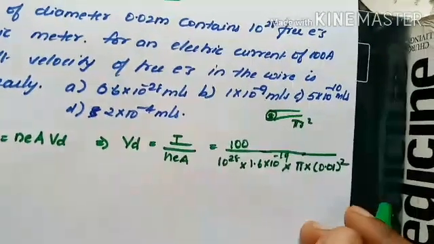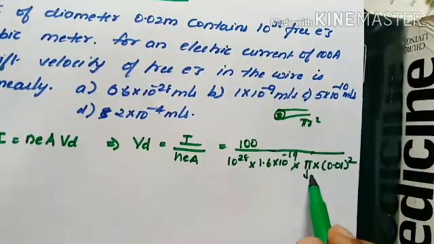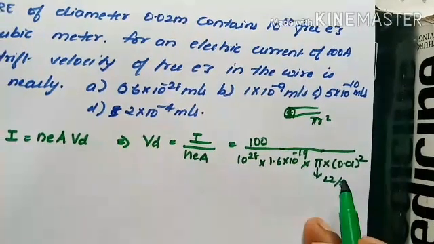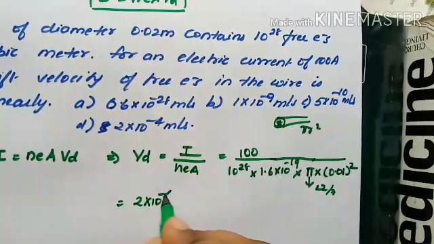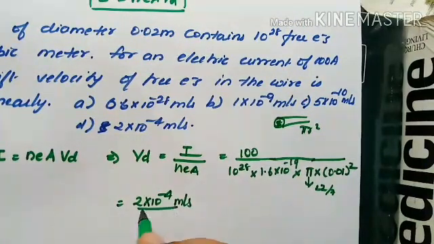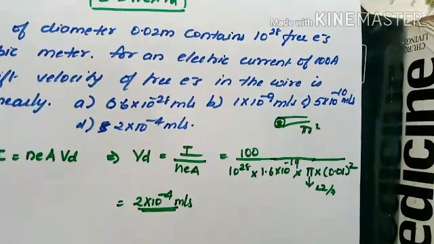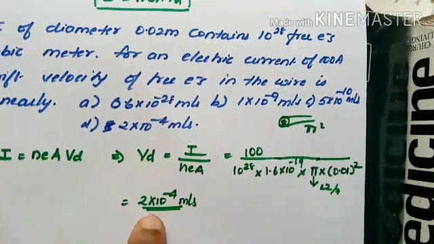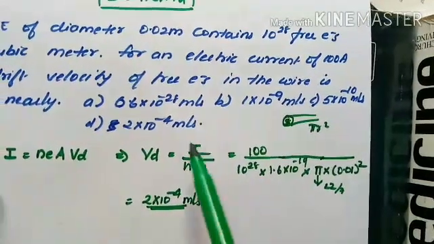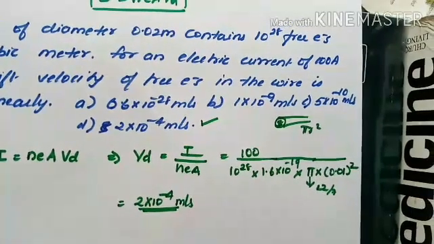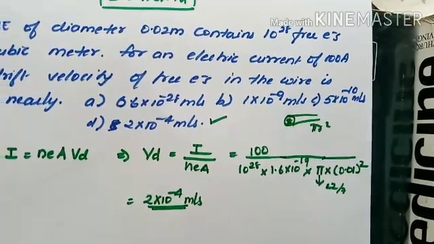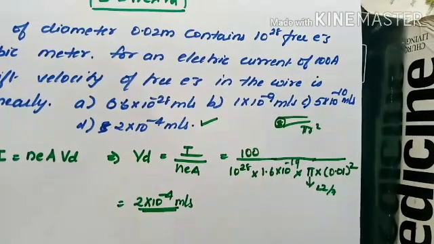This much clear? Now you just have to substitute the pi value as 22 by 7, or you write it as 3.14. You will get the answer as 2 into 10 to the power minus 4 meter per second. Calculation should be done by you guys. So you will get a value of drift velocity which is 2 into 10 to the power minus 4 meter per second. That is option D. This much clear?